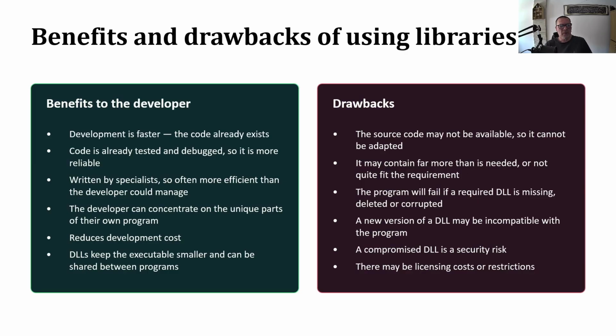So for the developer, the benefit is that it's faster. They can just write their code and then use code that's already been written and tested without having to write it themselves. That code's normally reliable, it's well tested, it's been debugged already, so it's ready to go. It's often written by specialists, and they know what they're doing. They've made efficient code. They've made code that works very well. The developer themselves may not be able to do such a good job on that code.